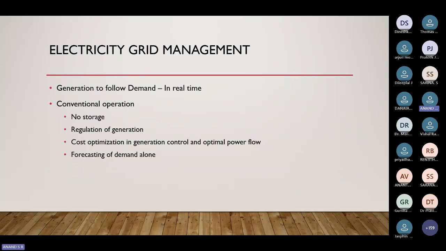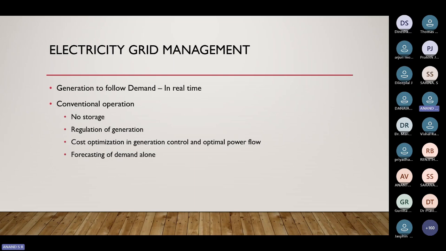And again, the most important thing was that in conventional management, forecasting was required only for demand, because generation is something which is always controllable. The only issue was maybe with run-of-the-river hydro schemes or with nuclear stations, the contribution from these sources being comparatively much less. The entire generation is controllable. And with a good transmission system, it is always possible that power can be better utilized.